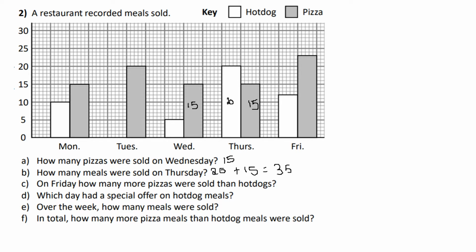Now on Friday, how many more pizzas were sold than hot dogs? So if I move across to Friday, 23 pizzas were sold, but only 12 hot dogs. So if I do 23 pizzas, take away my 12 hot dogs, 11 more pizzas were sold than hot dogs.